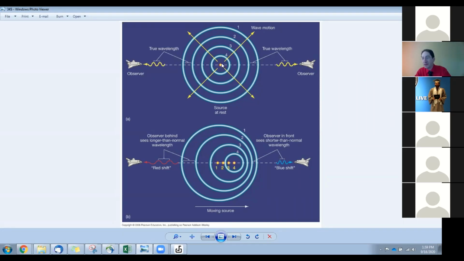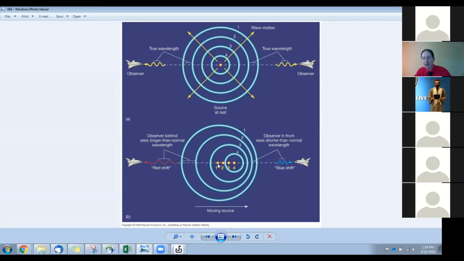And since it's not moving, they're spaced the same as they were emitted. So the observers will receive that light at the same wavelengths that they were emitted. Now, if your source is moving, and this also works if the source is stationary and the observer is moving, according to Einstein, no one knows who's actually at rest. This is all about relative motion. But as drawn here, let's say the observers are stationary and the source of light is moving.